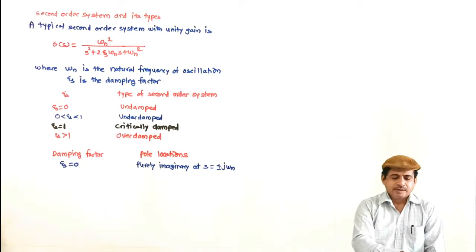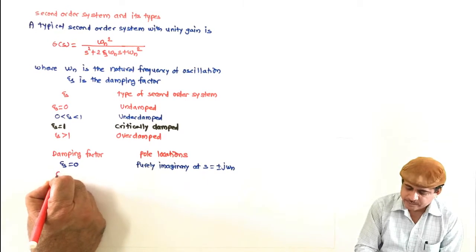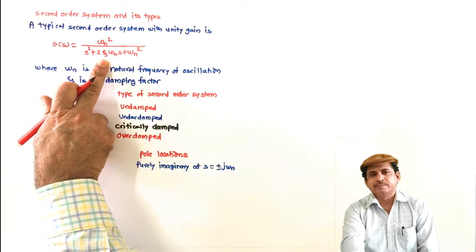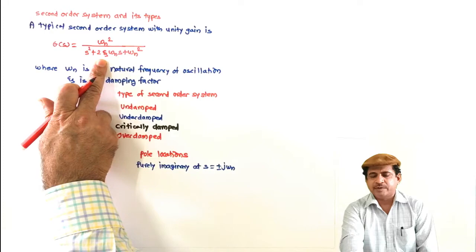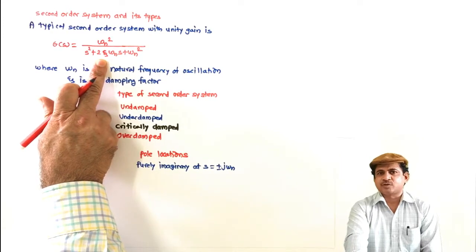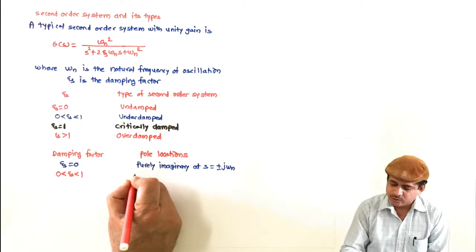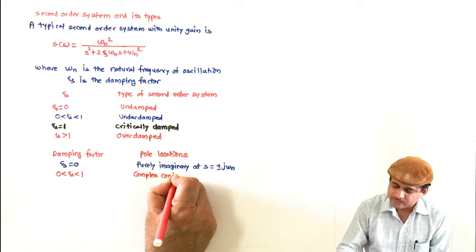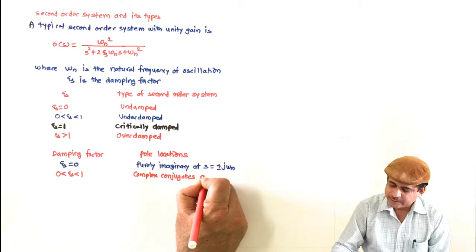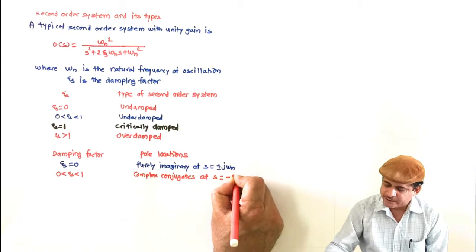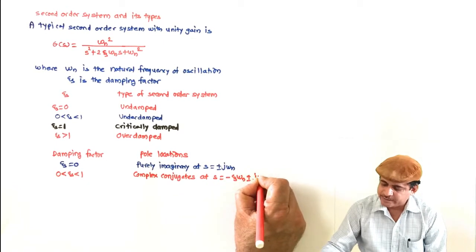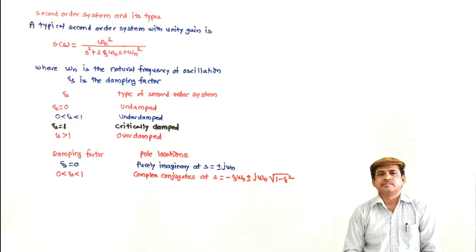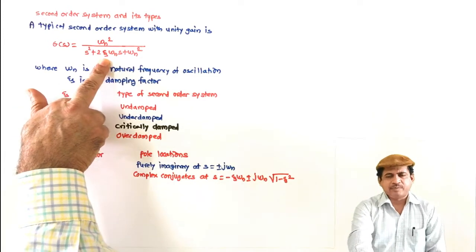Next, zeta is between 0 and 1. If zeta is between 0 and 1, the roots will be complex conjugates of each other, at s equal to minus zeta omega n plus or minus j omega n under root 1 minus zeta square. Very simple, and this can be done by finding its roots.